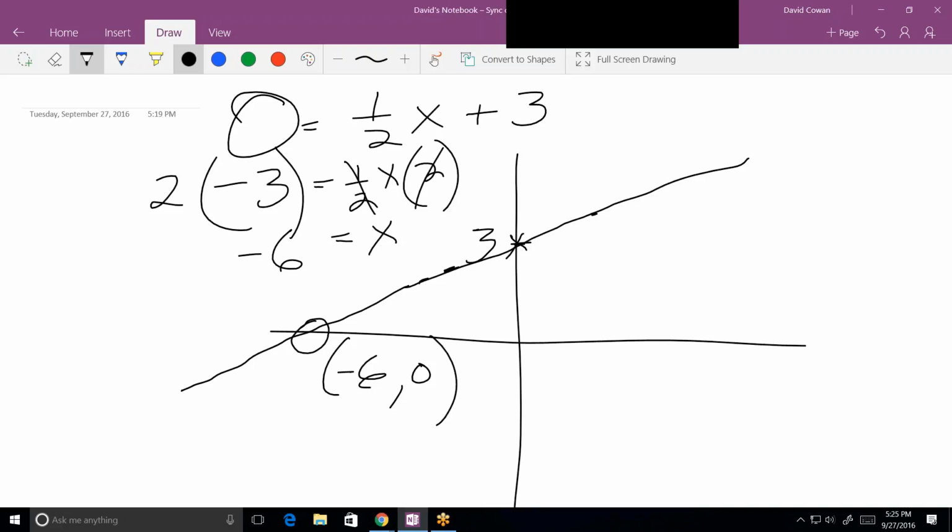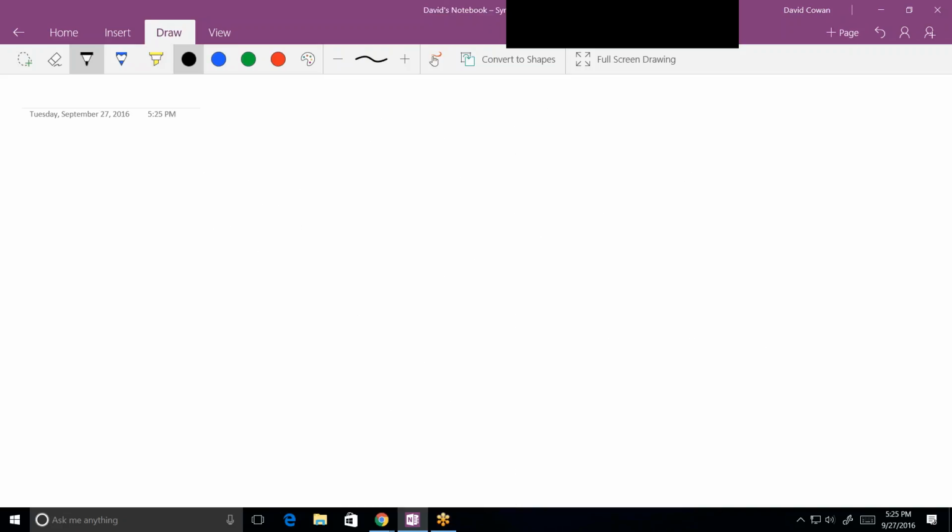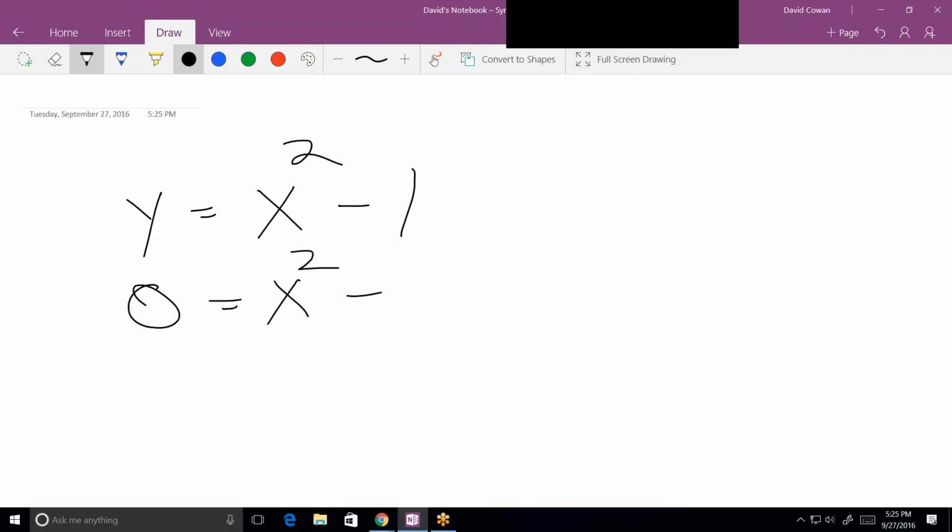This will apply no matter how far you go in math: when they ask you for x-intercepts, you make y 0. Let me give you a slightly harder problem. If I said x squared minus 1 is y, and I want to know where the x-intercepts are, then I make y 0, and I solve this equation. That's the definition. That's how you solve for x-intercepts, by making y 0.